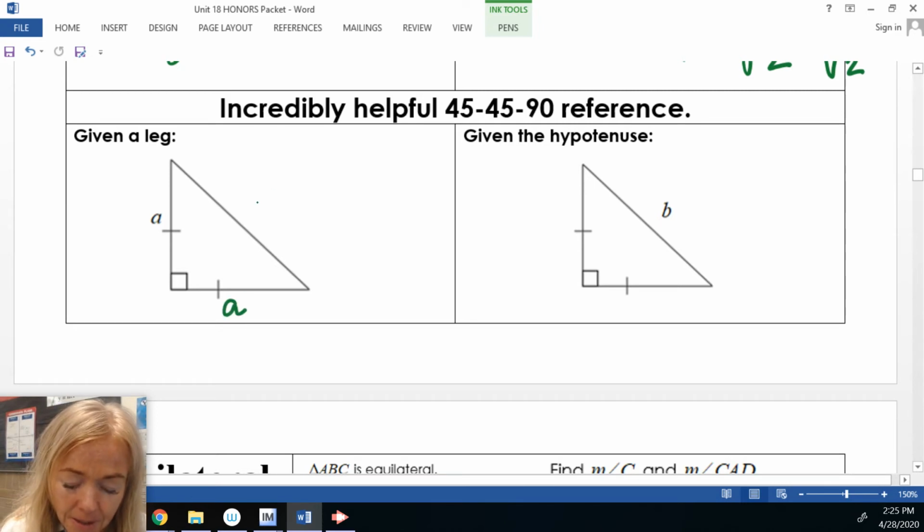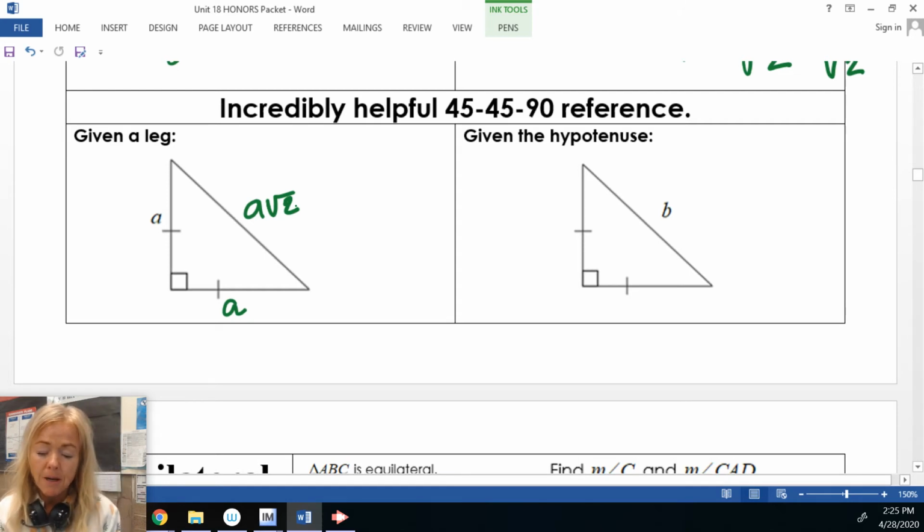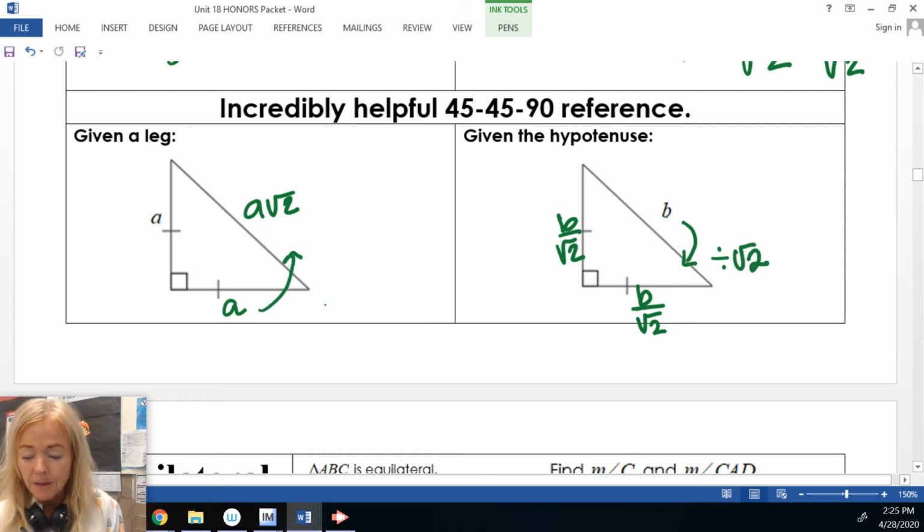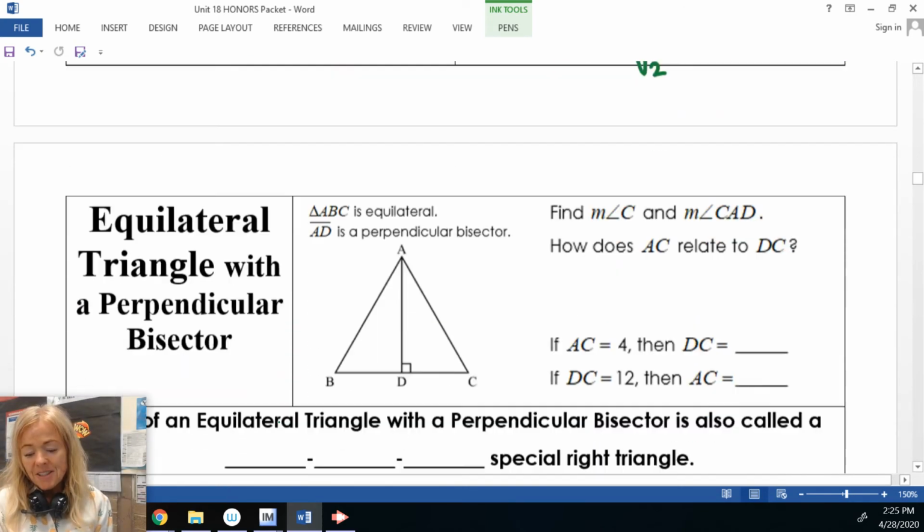This is going to be a, and this is going to be a radical 2. Because I know the leg, I'm going to multiply by radical 2 to get to the hypotenuse in a 45, 45, 90 triangle. If this is b, these 2 sides will be b divided by radical 2 because it's a hypotenuse I know. All right, so to get from hypotenuse to leg, we divide by radical 2. To get from leg to hypotenuse, the opposite way around, we multiply by radical 2, whatever the side is, or whatever the hypotenuse is. Okay, that's pretty interesting, isn't it?